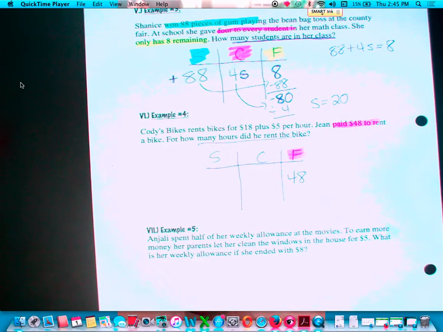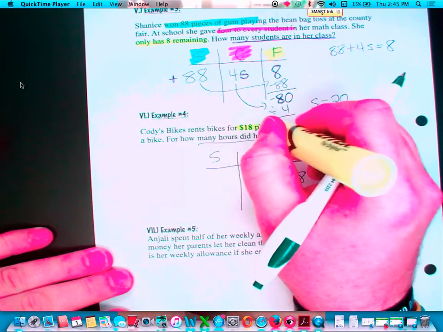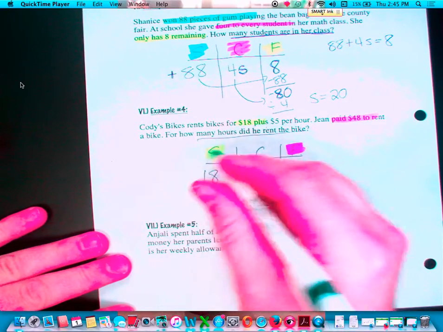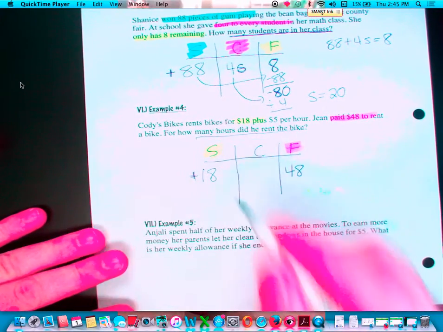How much did she spend at the beginning? Once you start at the beginning, you had to pay $18 up front. And it's $18 up front. It's a lot. So it's a plus 18.